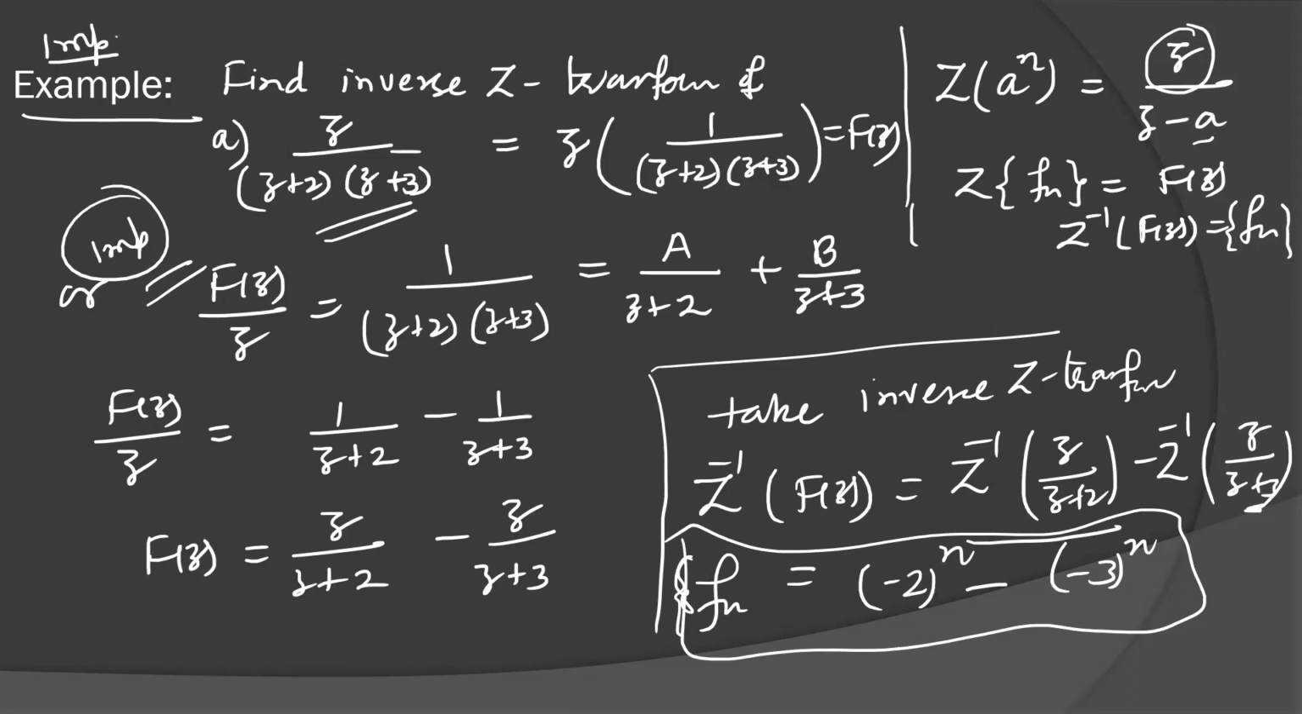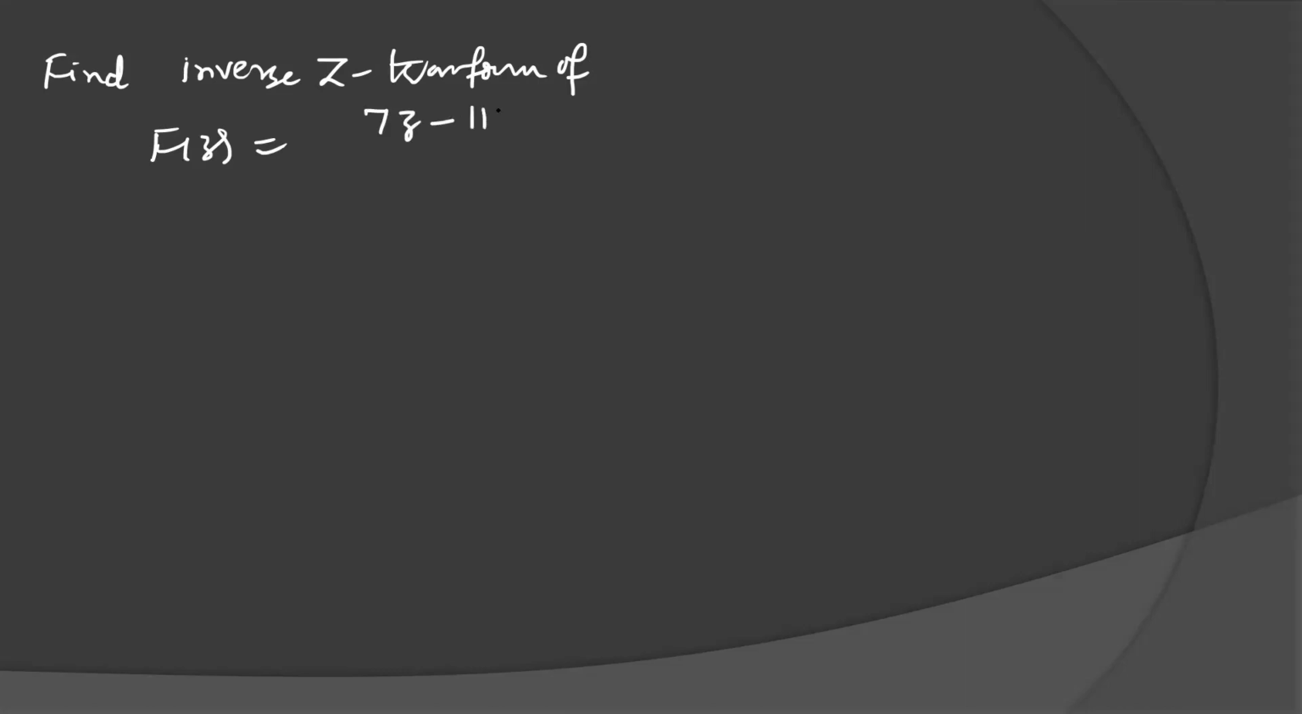Similarly, I have one more problem. Find the inverse Z transform of F(z) equal to (7z minus 11z²) over (z minus 1)(z minus 2)(z plus 3). So what is the trick?